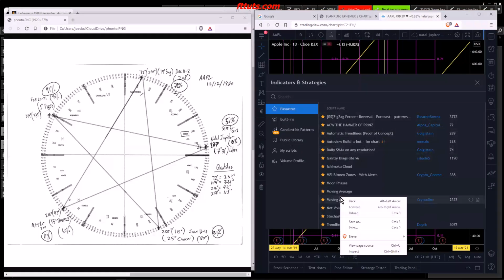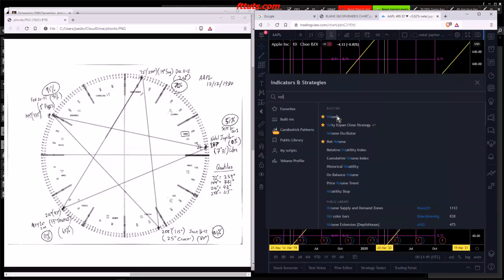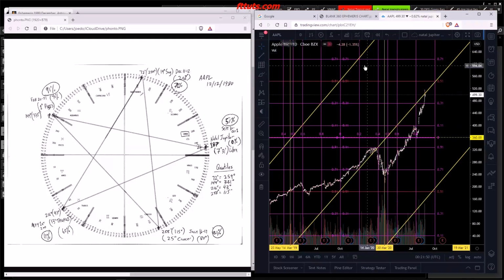Volume. I don't know what I have here. Let's just search for the standard volume. There we go. By default, it comes up usually. I think I deleted it at the beginning.